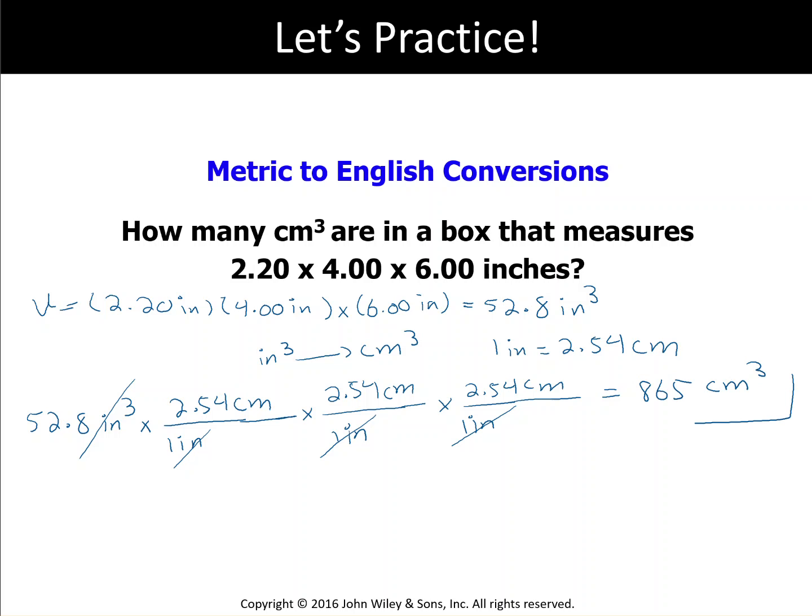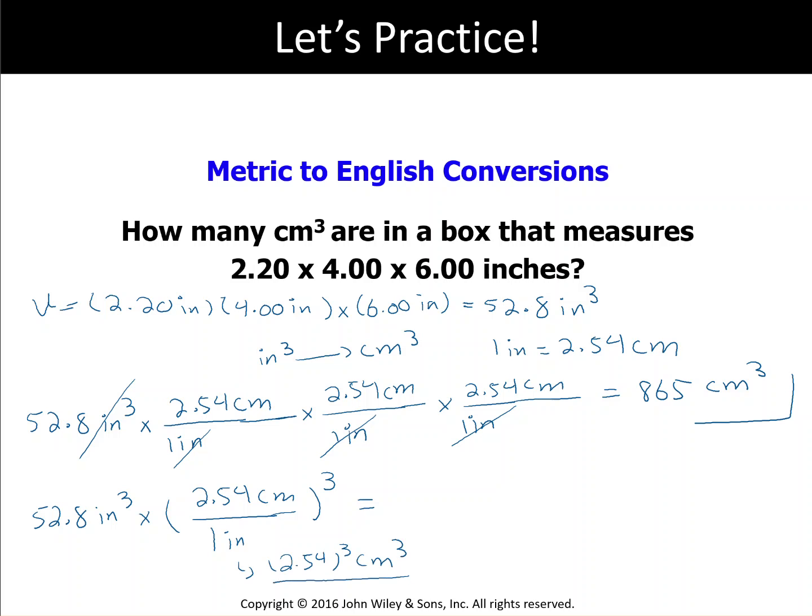The other way you could do this was starting from 52.8 cubic inches. You could say that each inch is 2.54 centimeter, and you cube it right here. But keep in mind that when you cube this, everything inside the parentheses should be cubed. So 2.54 should be cubed. This is going to be cubic centimeter. 1 is being cubed, and inches is being cubed too. So the answer should still be the same.